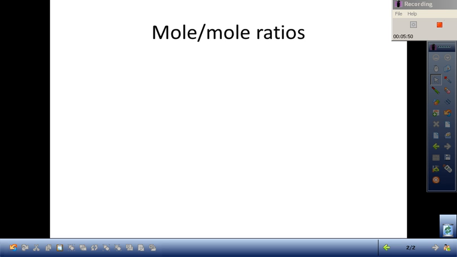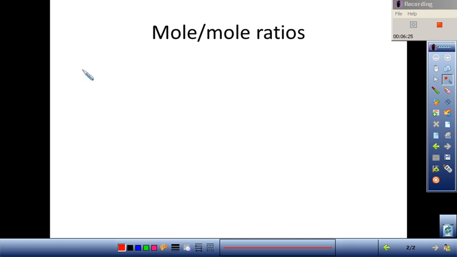But now today we're going to have something different, a mole to mole ratio. This is the one time when everything is not 1 mole. This is the only time where you're not going to use 1 mole. All right, let's look at an equation.